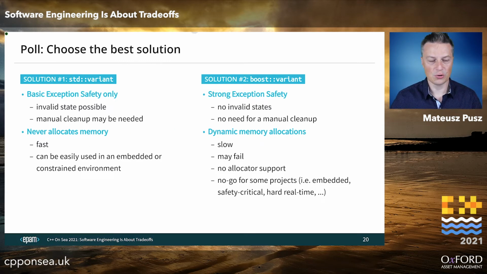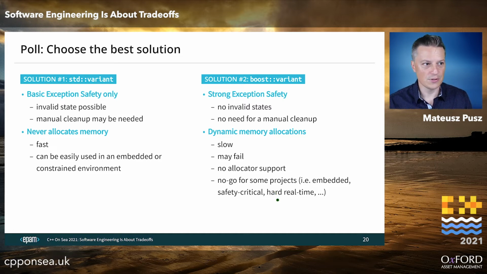Or do you prefer solution 2? I'm just running the poll for you right now, and let's see what the results will be. Solution 2 provides strong exception safety guarantees, so there is no invalid state, no need for manual cleanup, but it allocates. So it may be slow, it may fail, right? Because heap allocation always may fail. There's no allocator support, so you don't have any control over how the memory is being allocated. And some projects will just not be allowed to use this utility, like embedded, safety critical, hard real time, because they cannot afford having dynamic allocations in their code.